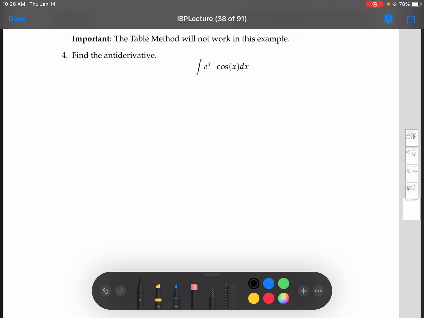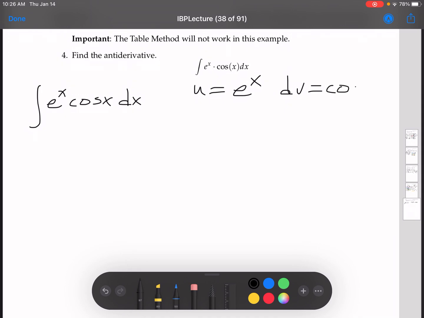All right, so what you want to do, I'll just start first, I'll rewrite this thing. We got e to the x cosine x dx. First let's set u equals e to the x, dv equals cosine x dx. So du is e to the x dx, and v equals sine x. Now you can check just by taking a derivative. The derivative of sine is cosine. Okay, so we know we did that right.